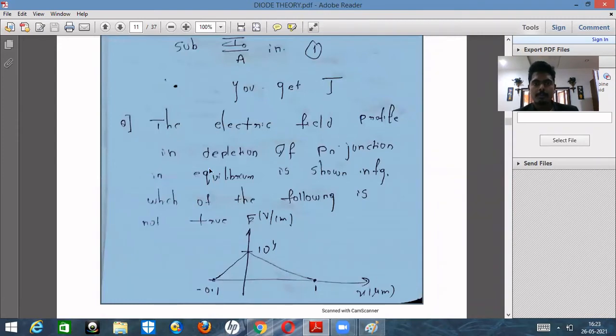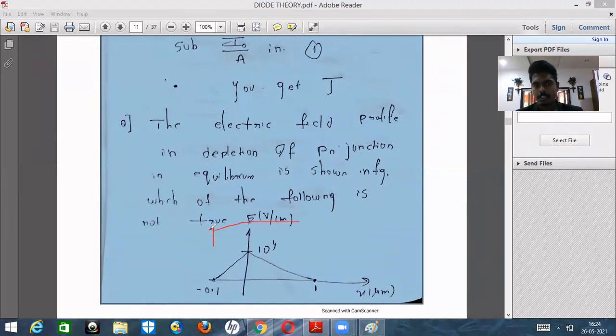The electric field profile in the depletion region of a PN junction in equilibrium is shown in the figure. Which of the following is not true? Regarding the electric field profile, let us suppose this is the electric field profile. At the junction the electric field will be maximum.